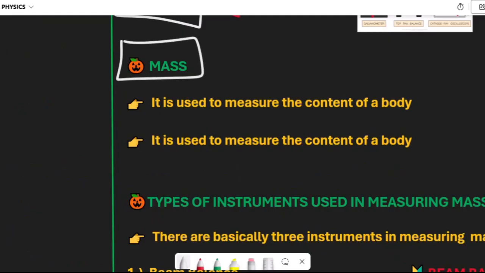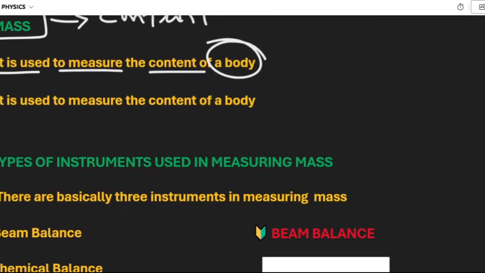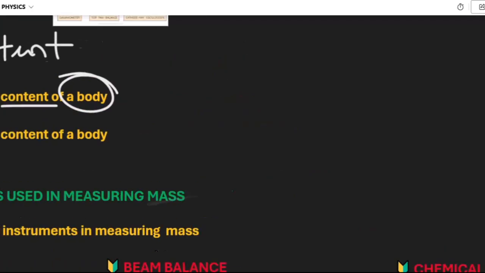Have it in mind that mass refers to the content of a body, not the weight of the body. Mass refers to the content of a body, not the weight, because mass determines how much a substance is, not how heavy a substance is. So that's why I wrote here that it is used to measure the content of a body, and we have different instruments we use to measure mass. But before I go on, let us see the difference between mass and weight.